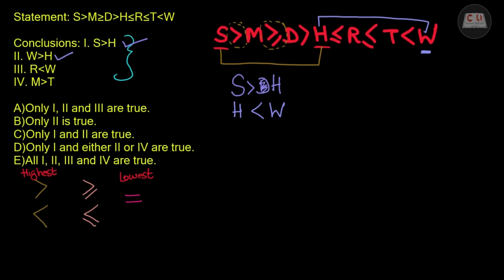Then we have R and W, between R and W. Again, the same thing. I think I don't need to explain this. W would be greater than R because greater than has the highest priority. Thus, this one would also follow. And finally, the last one, between M and T. Here's M and here's T. Now we notice something interesting.